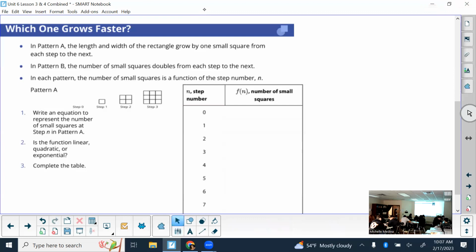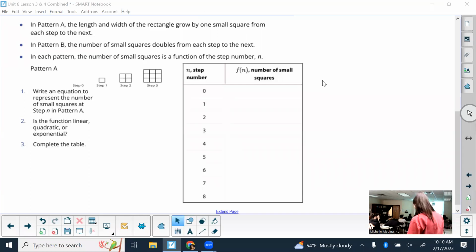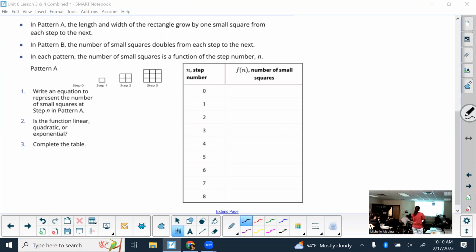Okay. Let's try that. My first hour didn't get to this part, so let's see how it goes. I'll give you, again, 3 minutes. All right, for pattern A, let's fill out the table. I think that's a helpful first step. I don't know why they always tell you to do that last. But in step 0, how many squares do they have? Step 1, step 2, step 3. Based on even just this, can you tell me if it's linear, quadratic, or exponential? Okay, good. So if you didn't have that written on your paper, maybe write that down.